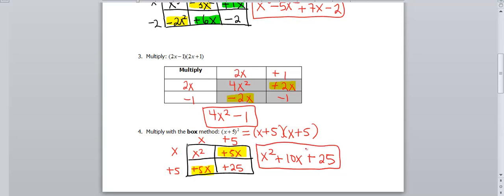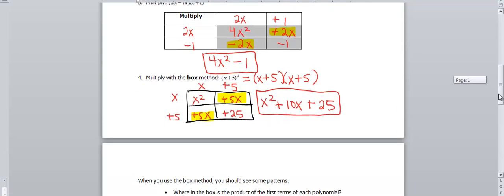Okay, so hopefully, again, use this if you like it. Don't use it if you don't like it. We are going to be using this with factoring, though. And so I think it's a good thing for you to practice just to get an idea of what's going on. Now, on the second page here, I do have some problems.